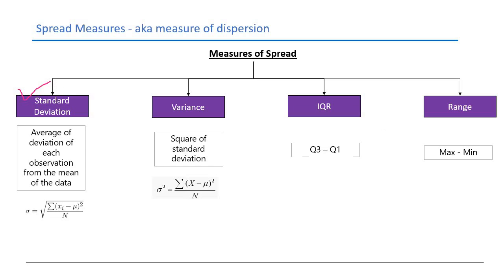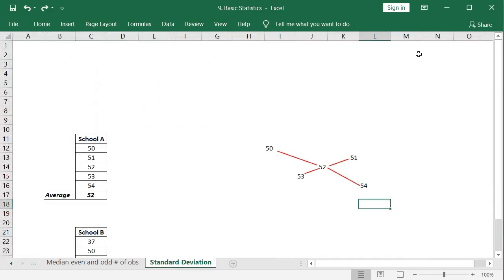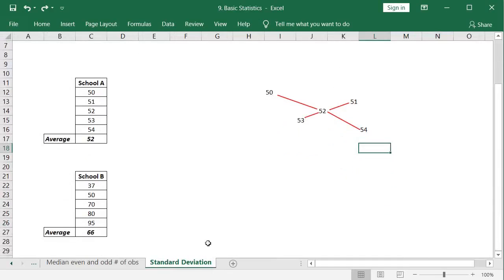So standard deviation is the average of deviation of each observation from the mean of the data. Let's try to understand this definition. This is a high-level view of the standard deviation. So in this particular Excel, there is a tab by the name of standard deviation, and this Excel file would be uploaded on the Udemy portal right next to this video.